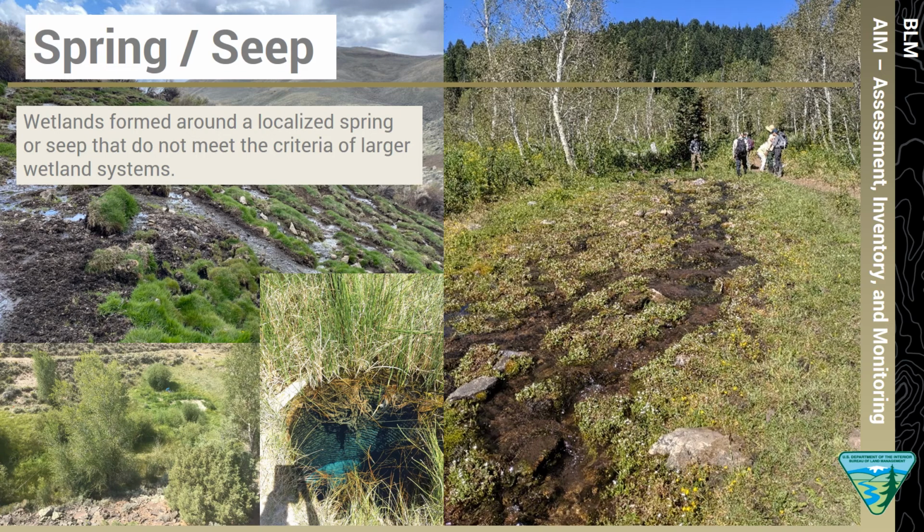The general wetland type of spring or seep is reserved for wetlands formed around a localized spring or seep that do not meet the criteria of larger wetland systems. Water sources include seeps or springs and regional groundwater. In the Cowardin classification, they are typically PEM, palustrine emergent, or occasionally PSS, palustrine scrub-shrub. They have Cowardin water regimes of B, seasonally saturated, C, seasonally flooded, or D, permanently saturated. They are always slope HGM class.